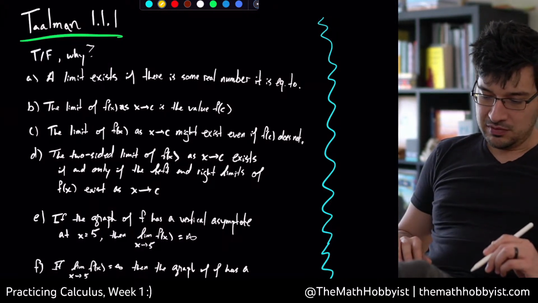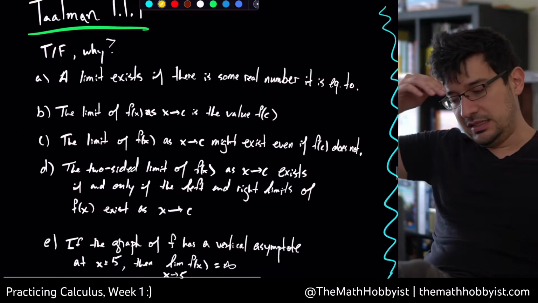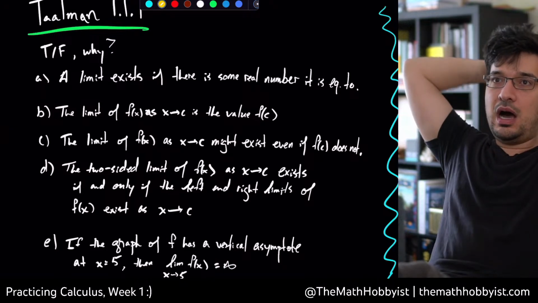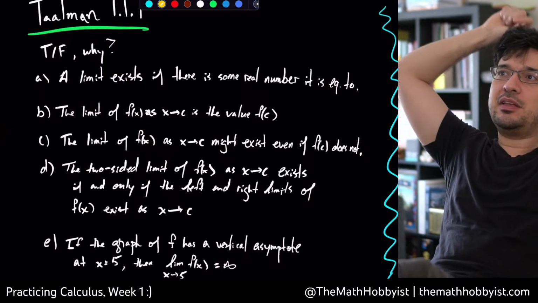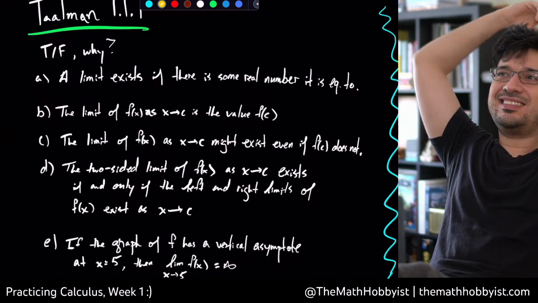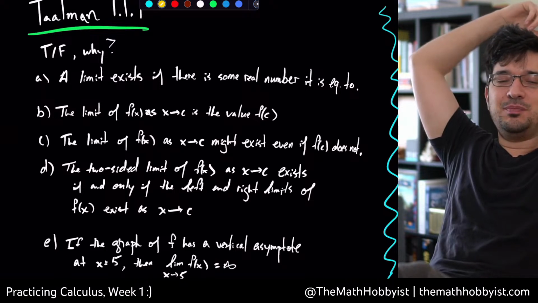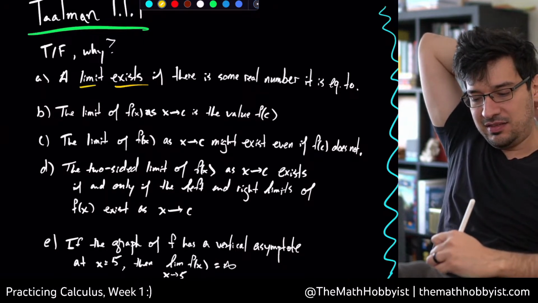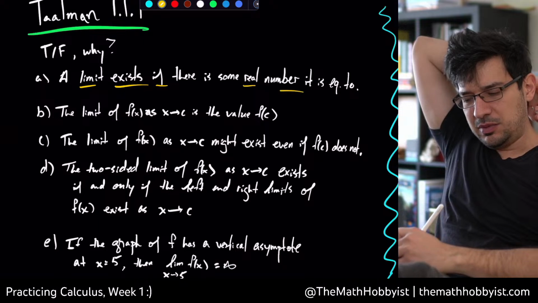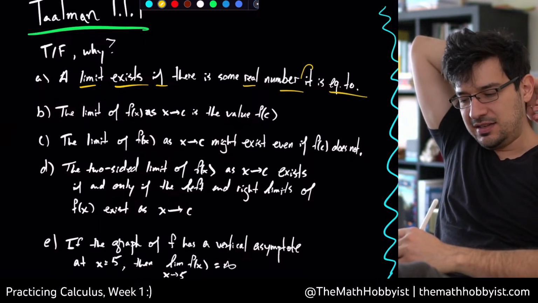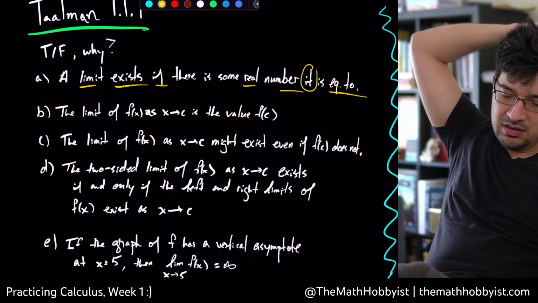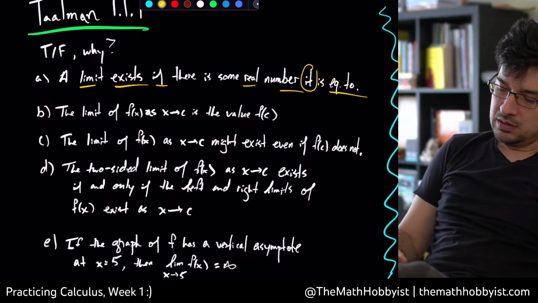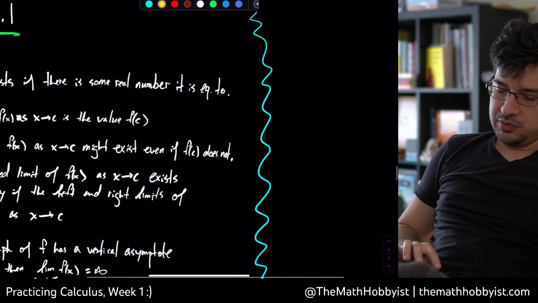Limit exists if there's some real number it is equal to. What the hell does that mean? As I wrote this problem yesterday, I was like, that does not compute. What do you mean a limit exists if there is some real number it is equal to? What is it in this sentence? So I can interpret this two different ways.